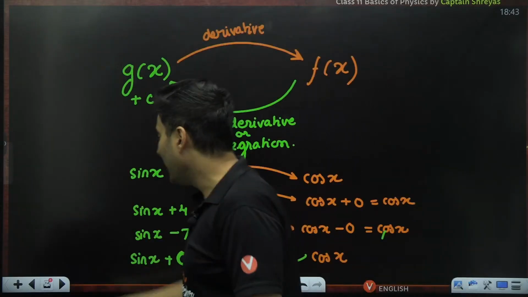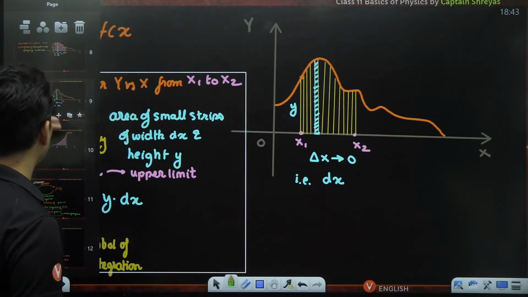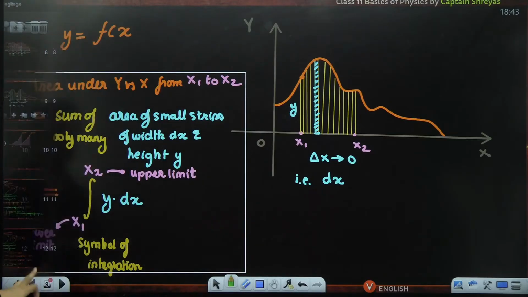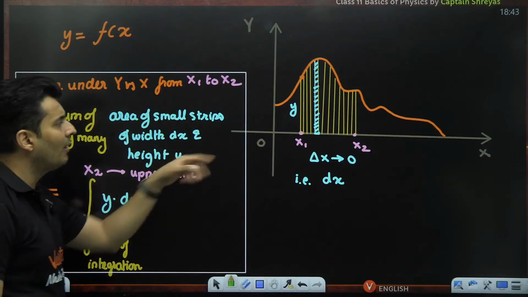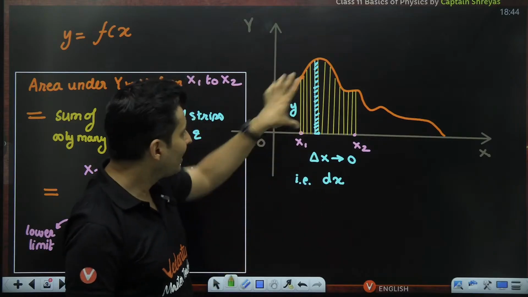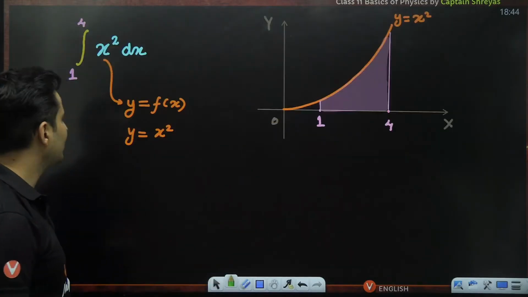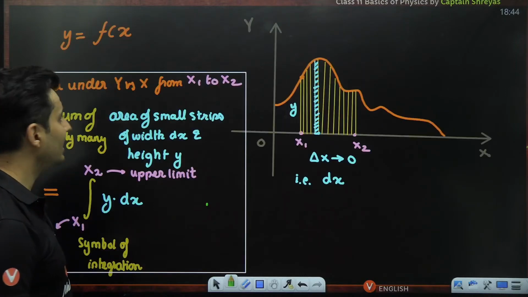Why that dx? Remember when we found the areas, when we find the area, what do we do? Height into base. What is the height? y. What is the base? It is basically dx. So that is the reason why you need to multiply with dx.